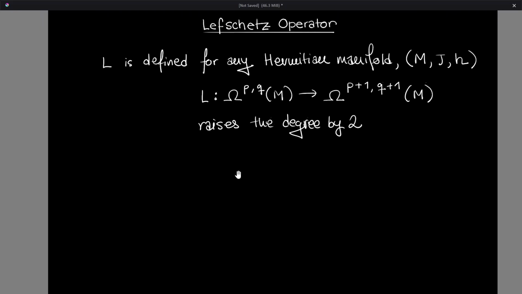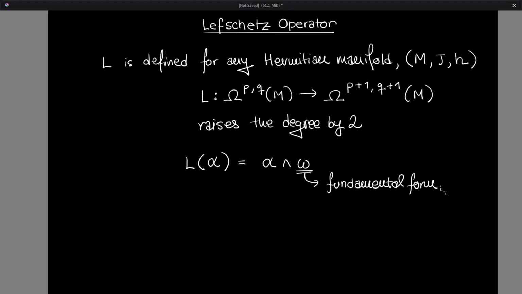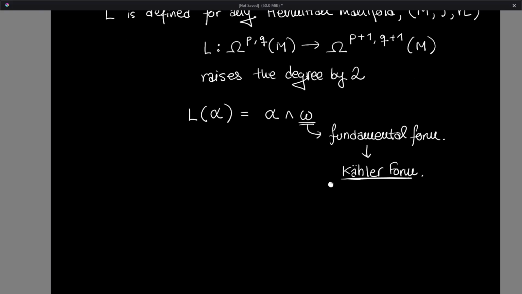So what does this mean? Well, the specific way in which the Lefschetz operator increases the degree by 2 is that if alpha is a k-form, then it will take alpha and wedge it on the left by omega, the fundamental form. Now we're concerned with Kähler manifolds, so this fundamental form will also be the Kähler form. So the Lefschetz operator is a wedging of the form with the Kähler form from the left. And so that's the Lefschetz operator.